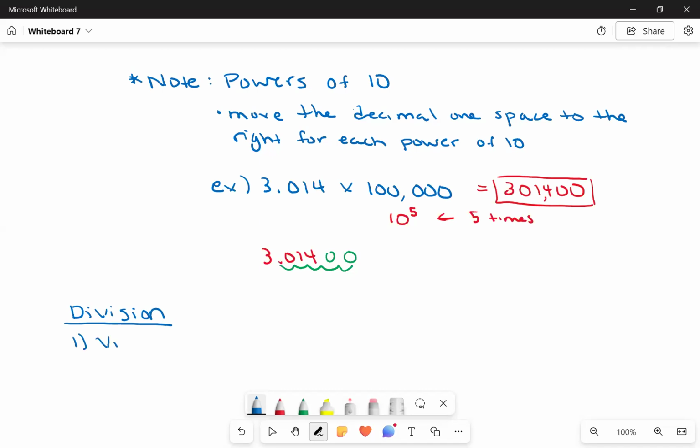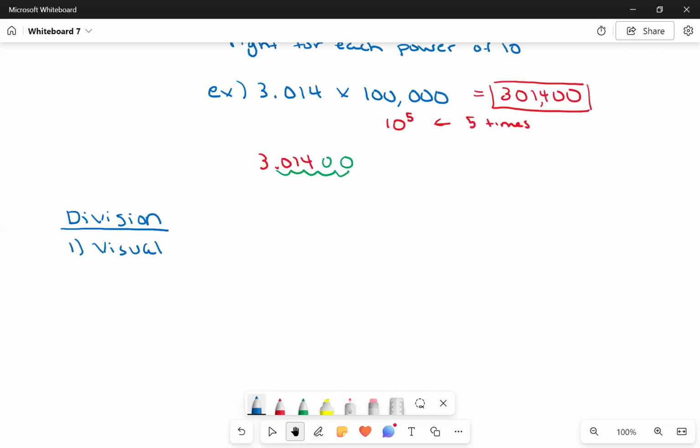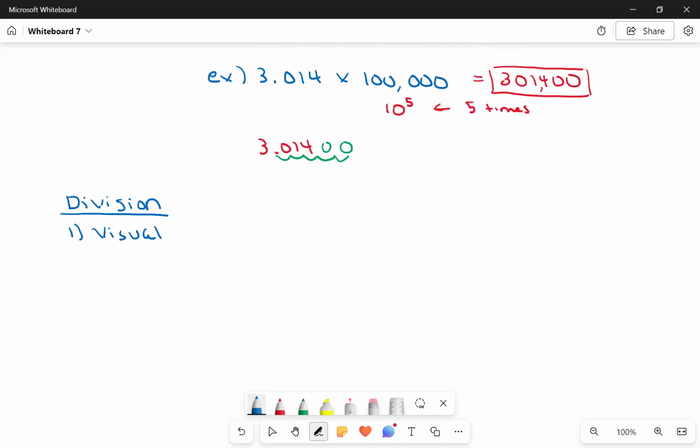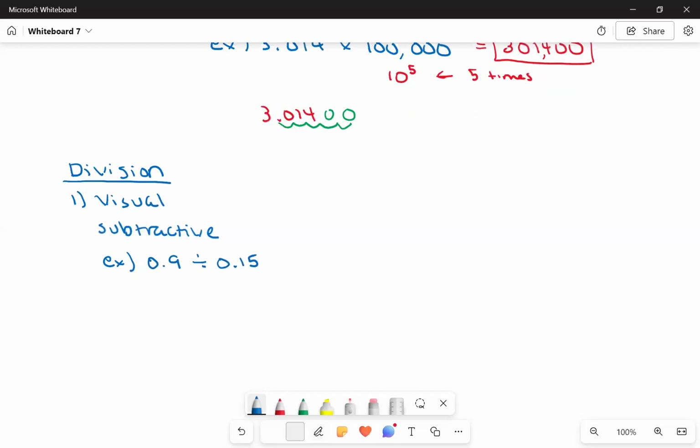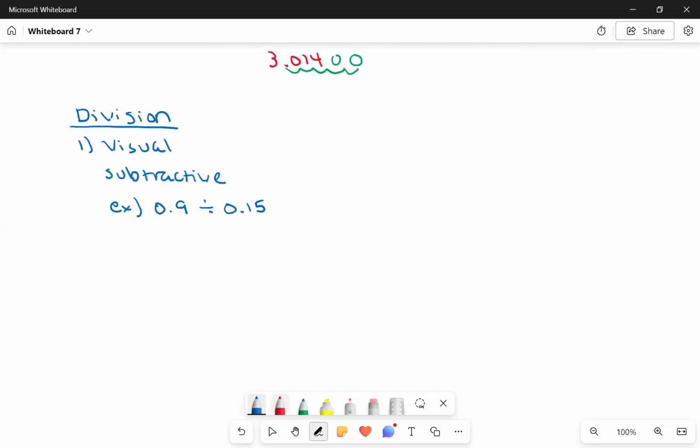Okay. Similar to multiplication, there are 2 representations we can use for division. The subtractive version, which is when you think of subtracting multiple times. Let's look at that. Let's do 0.9 divided by 0.15. Okay. So here's how we have to do this. We have to start by drawing 0.9.